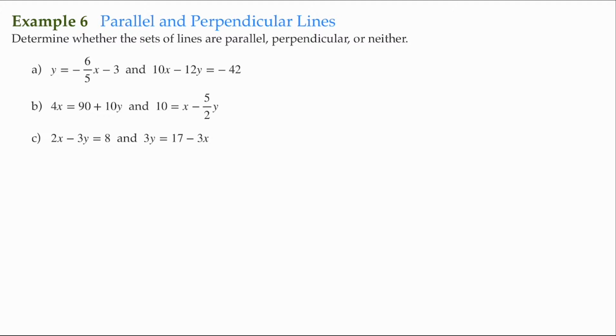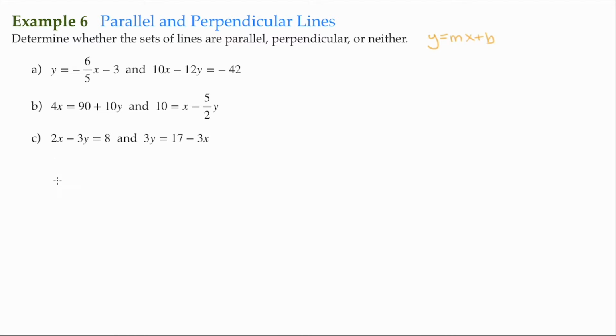So here we're going to determine if these three sets of lines here are parallel, perpendicular, or neither. They don't have to be parallel or perpendicular. And we're going to use the slope-intercept form in order to determine that. Remember, that's y is equal to mx plus b, because we could easily see the slope when it's in this type of format. So for the first set of lines here, we have the line y is equal to -6/5 x minus 3, and 10x minus 12y is equal to -42.